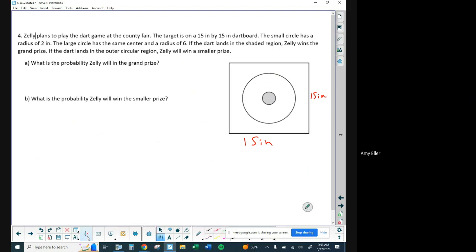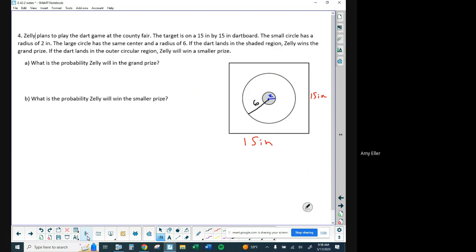The small circle has a radius of 2 inches. Label that. The large circle has the same center and a radius of 6. If the dart lands in the shaded region, Zelly wins the grand prize. If the dart lands in the outer circular region, Zelly will win a small prize.